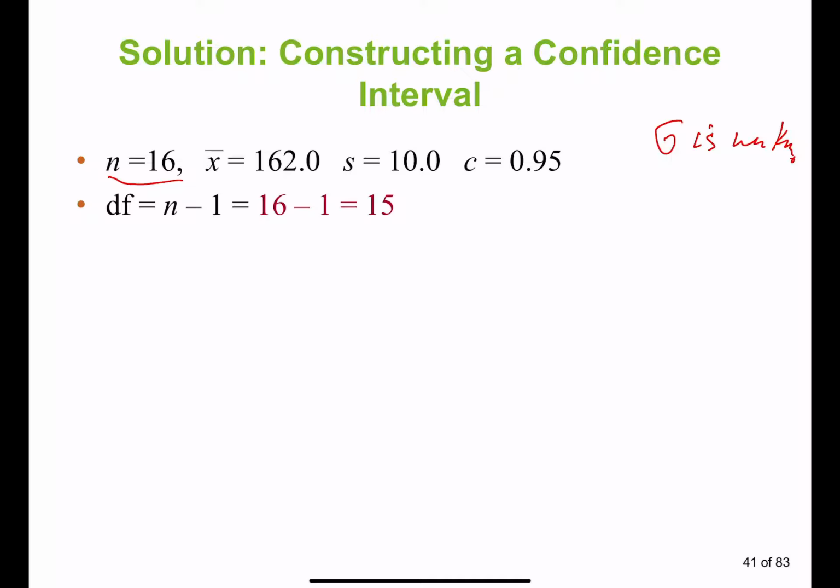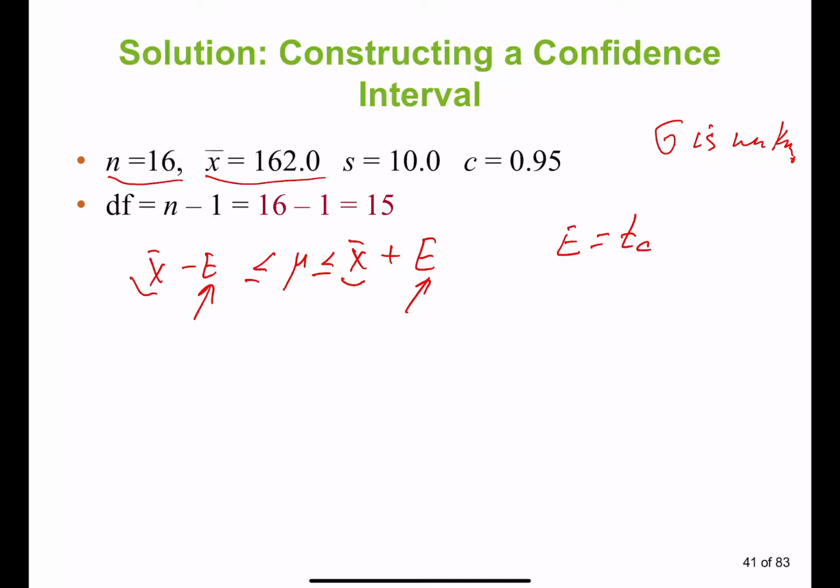So to find t critical, why do we need to find it? Because we need to find our mu, which is going to be greater than or equal to x bar minus error and less than or equal to x bar plus error, correct? That's what we need to know. Since our x bar is given already, all we need is to find the error. The formula for error was t critical times s over the square root of n. We have s, and we have n, 16. All we need is to find t critical.